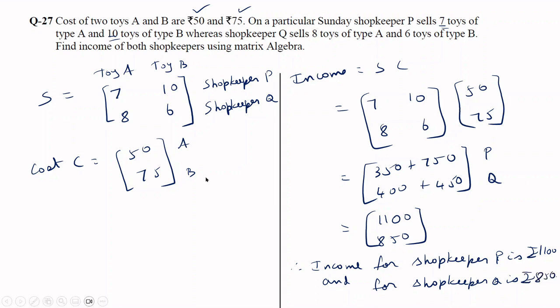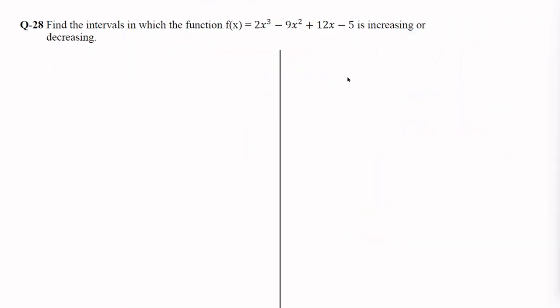So this is how we use the matrix algebra or the matrix multiplication to find the income of the two shopkeepers. So here writing the sales matrix and the cost matrix carries 1 mark, and then using matrix algebra and finding the final answer carries 2 marks. Moving on to the next question.